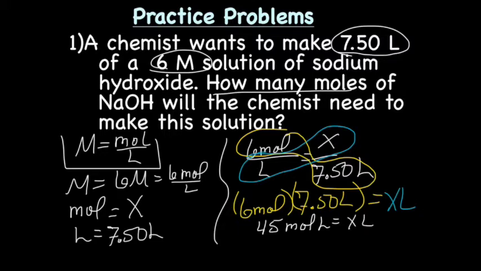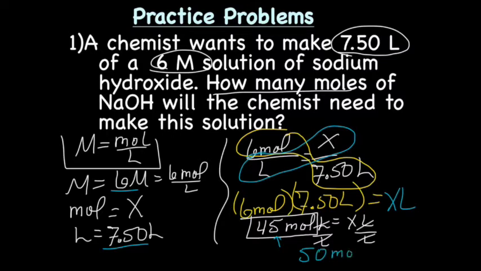Now we need to solve for X, so we'll divide both sides by liters, and we end up with X equals 45 moles. Last step is to check sig figs. If we go back to our list, we have 1 sig fig and 3 sig figs. So we're going to have 1 sig fig, which means we're only going to keep the 4. So 5 or bigger, so we're going to round up to 5. And because we're dropping a number, the 5, before a decimal, we need to add a placeholder. So our final answer is going to be 50 moles.